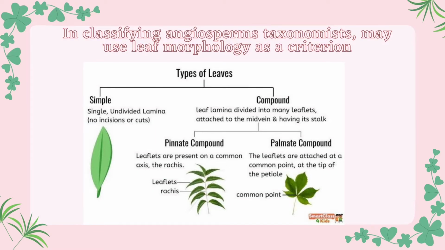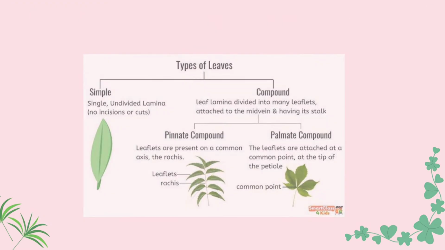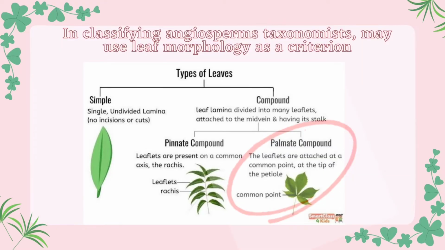As shown in the picture, the compound leaf is divided into two types. First is the pinnate compound leaf and second is the palmate compound leaf. In a pinnate compound leaf, the leaflets are present on a common axis. It is the rachis. While in the palmate compound leaf, the leaflets are attached at a common point.